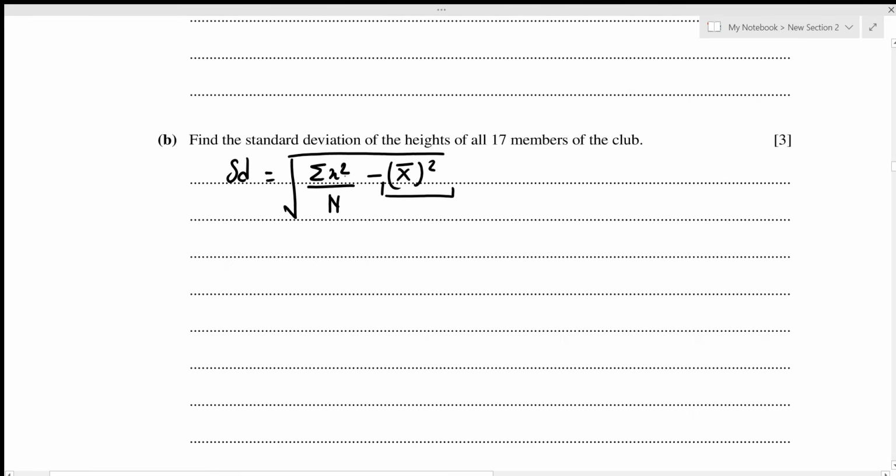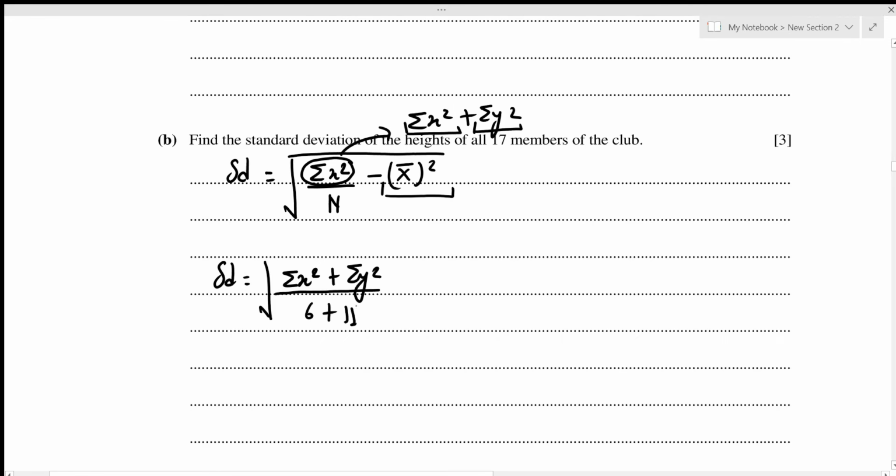Now this value is also going to be broken into 2 different parts, because that's going to be summation x squared plus summation y squared. This represents the squared values of the heights of 6 players in the volleyball team, whereas this represents the squared values of the heights of the 11 players in the hockey team. So the required standard deviation is going to be the root of summation x squared plus summation y squared divided by the total number of players, that's 6 of the volleyball team and 11 of the hockey team, minus the mean value squared. We already figured out the mean value to be 178.9. We just need to square this value.